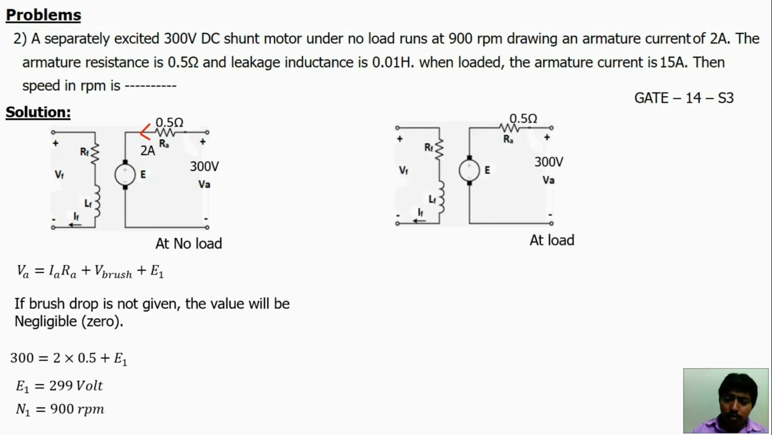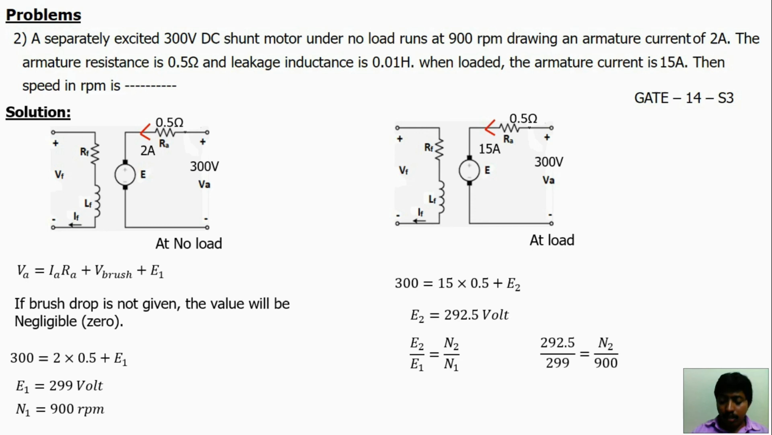At full load condition, it takes 15 amps. Just find the E2 voltage. Here VA is 300 volt, IA value is 15 amps, RA armature resistance is 0.5 ohms, brush drop is not given, E2 is unknown. E2 is equal to 292.5 volt. For a separately excited machine, field flux is constant. So E2 by E1 is equal to N2 by N1. Substitute these values, we can find the speed at loaded condition. So N2 is equal to 880.43 RPM.